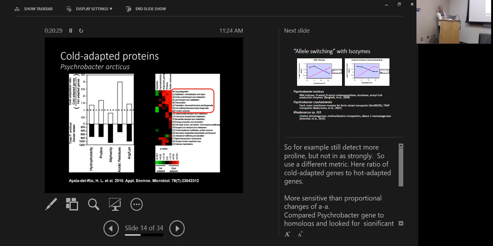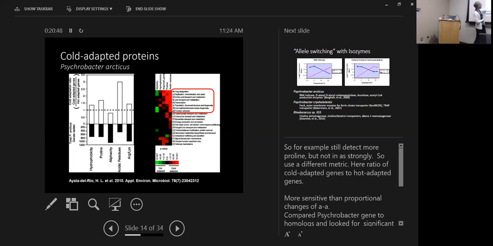And most of the work that's been done on cold adaptation has been done in these kind of classic psychrophiles that don't have maximum growth temperatures over 20 degrees Celsius. So it's not entirely clear why, but these cold adapted signatures are a little bit harder to see in Psychrobacter, but we still can see them. We have to use slightly different techniques.